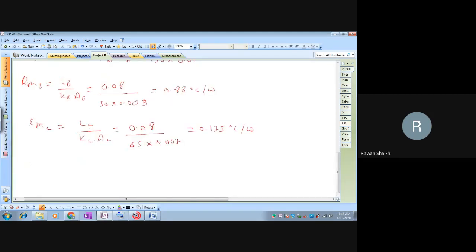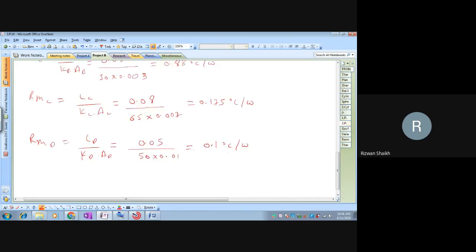For resistance D, RTH D, it is LD upon KD into area D. So it will be equal to 0.05 divided by 50 into 0.01, and the answer for RTH D is 0.1 degree Celsius per watt. Now we have got all the thermal resistances from A to D.